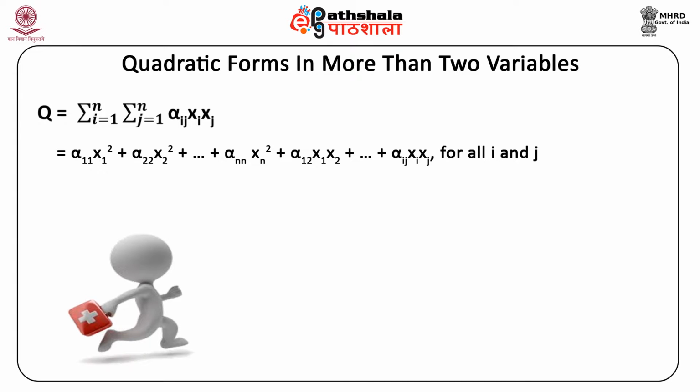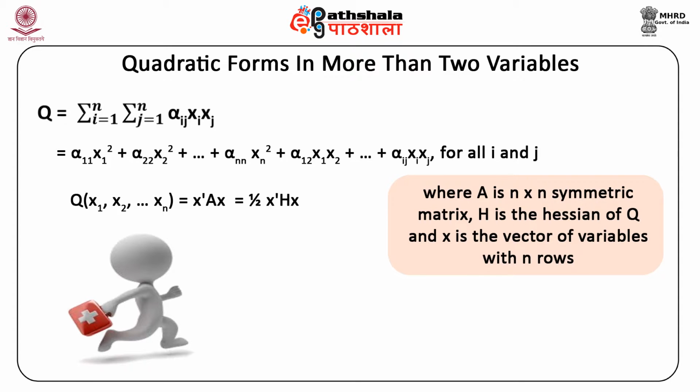It can also be written in terms of matrices. Q is a function of x_1, x_2 till x_n, which is equal to X prime AX, which is equal to half X prime HX, where A is an n cross n symmetric matrix, H is the Hessian of Q, and X is the vector of variables with n rows.